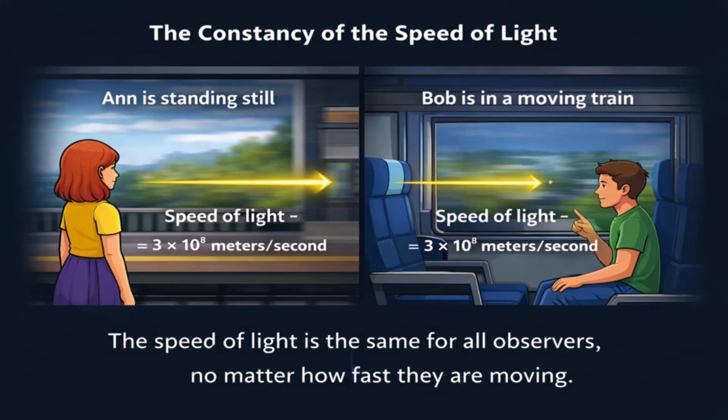The constancy of the speed of light. The speed of light in vacuum, approximately 3 × 10^8 meters per second, is the same for all observers, no matter how fast they are moving.